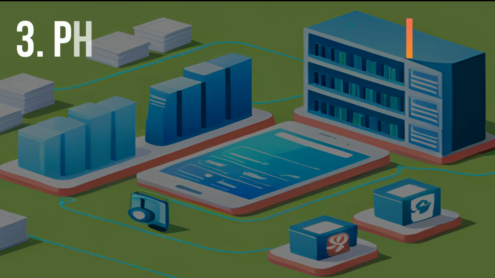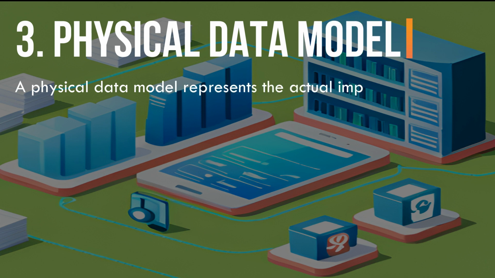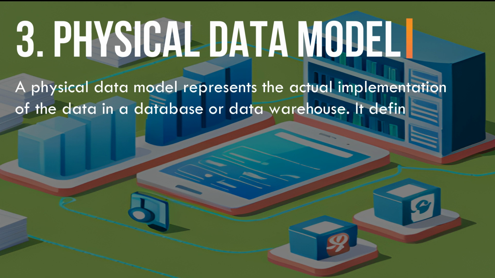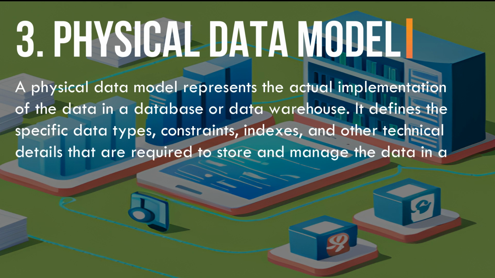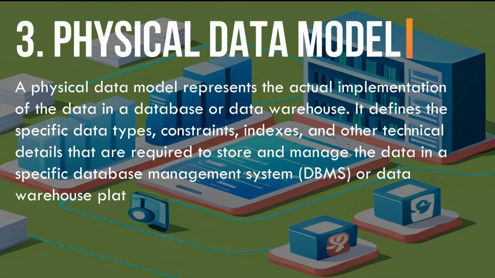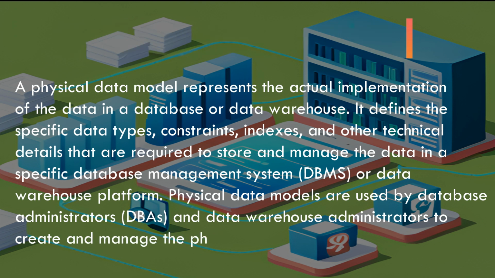3. Physical data model. A physical data model represents the actual implementation of the data in a database or data warehouse. It defines the specific data types, constraints, indexes, and other technical details that are required to store and manage the data in a specific database management system, DBMS, or data warehouse platform. Physical data models are used by database administrators, DBAs, and data warehouse administrators to create and manage the physical database structures.